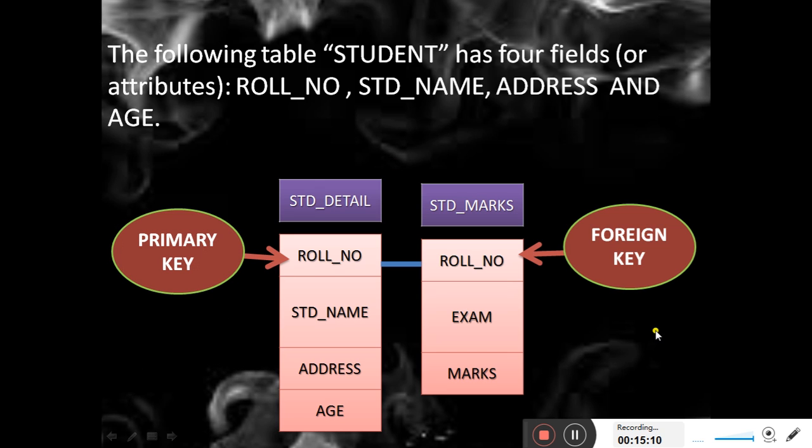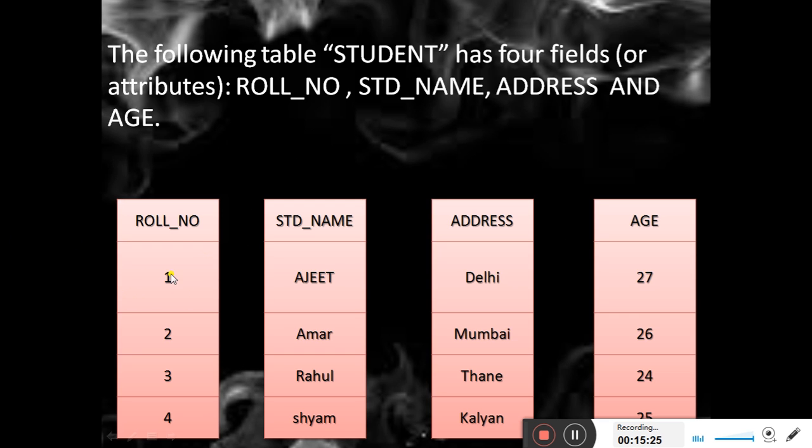See, this is one example. This is a table, student detail, and this is another table, student marks. In student detail, if you are assigning roll number as a primary key, then in this table you cannot assign roll number 1 to another record. Like, you are assigning roll number 1 to Ajit, you cannot assign roll number 1 to Rahul also. Why? Because you assigned the primary key to this roll number. That means this is the unique field. You cannot duplicate the record in this field. If you try to duplicate the record, if you try to copy the record, then it will pop up an error message.